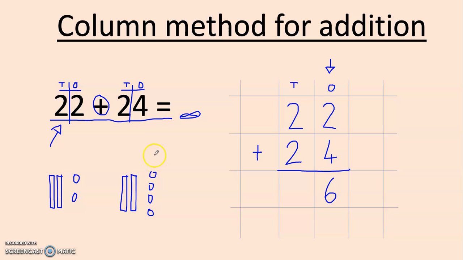Now that you've used all of those ones and you've added them together, you can start looking at your tens column. You've got 2 tens and 2 tens. How many tens have you got all together? You've got 4 tens all together. So your answer is 46.